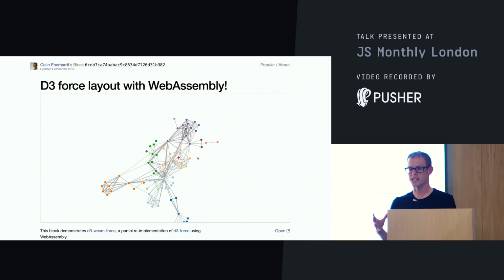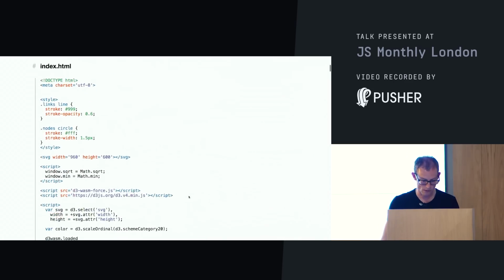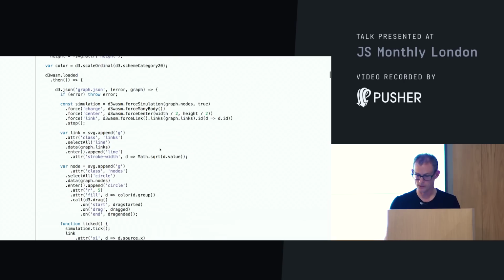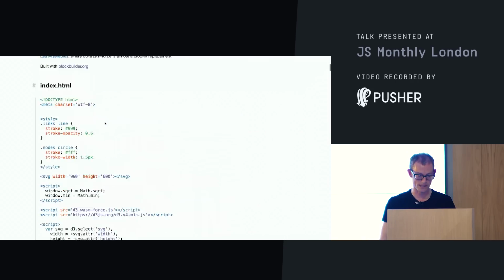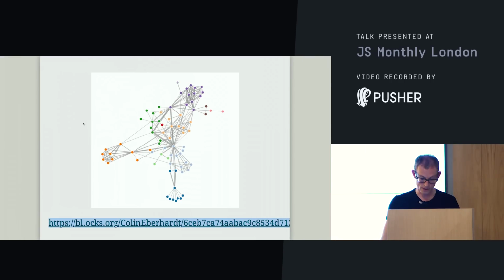And it was quite an interesting experiment for me to see how easy it is to take a JavaScript application that wasn't written in TypeScript, add type information to it, and then compile it to WebAssembly and work out how to manage the interface between the two. So actually, if I scroll down, you can see it supports exactly the same API as D3 itself, but all the computations being done in WebAssembly. That was good fun. I enjoyed that.